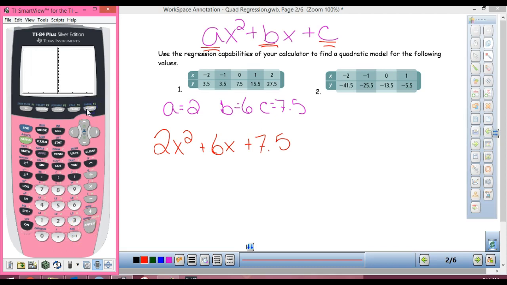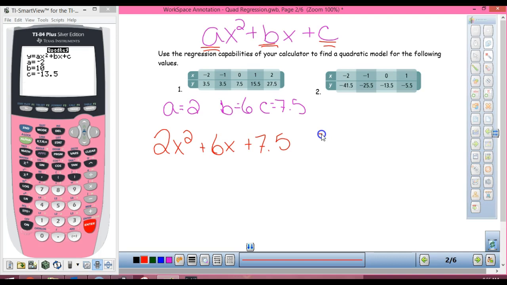Graph. There's nothing there. What do I have to hit? Zoom 9, yep, so zoom 9. Now we got some goodies there. Now what? Stat, over to calc, and which one am I going with? 5. Boom.